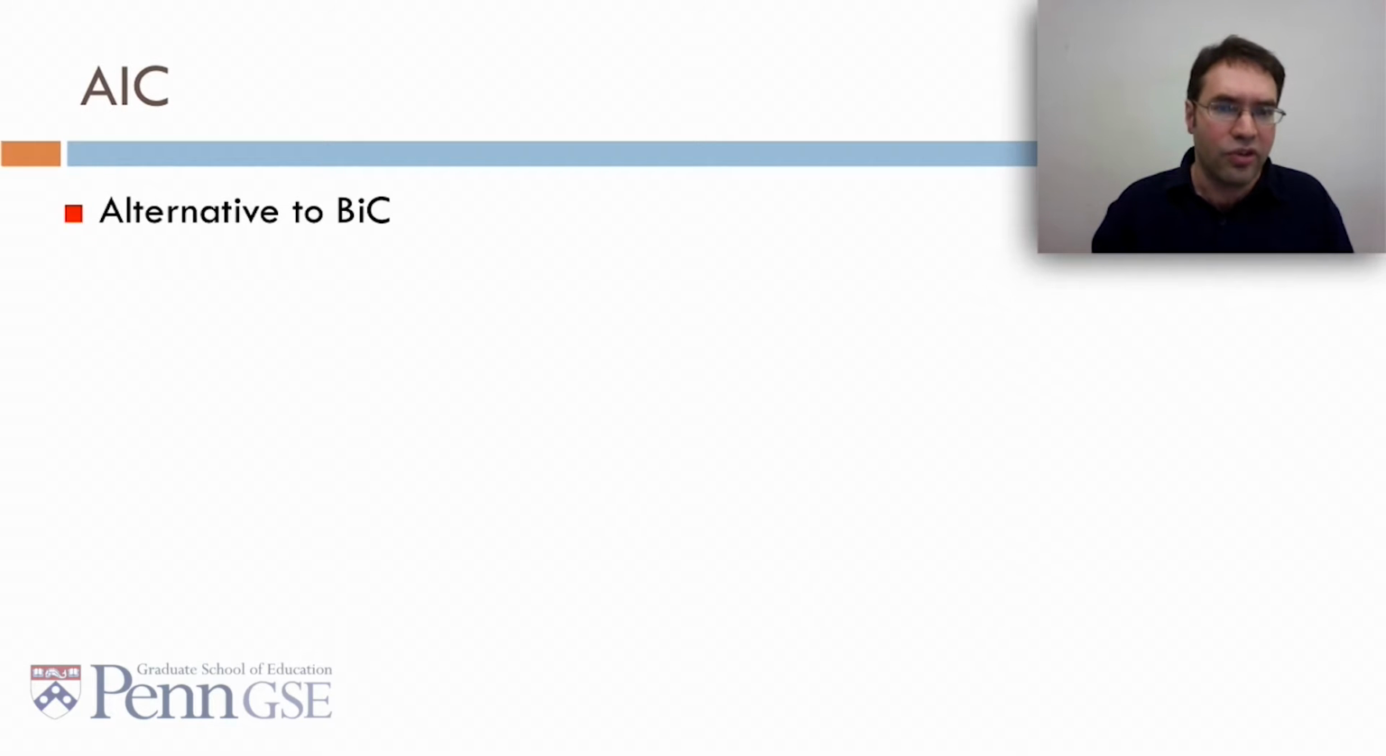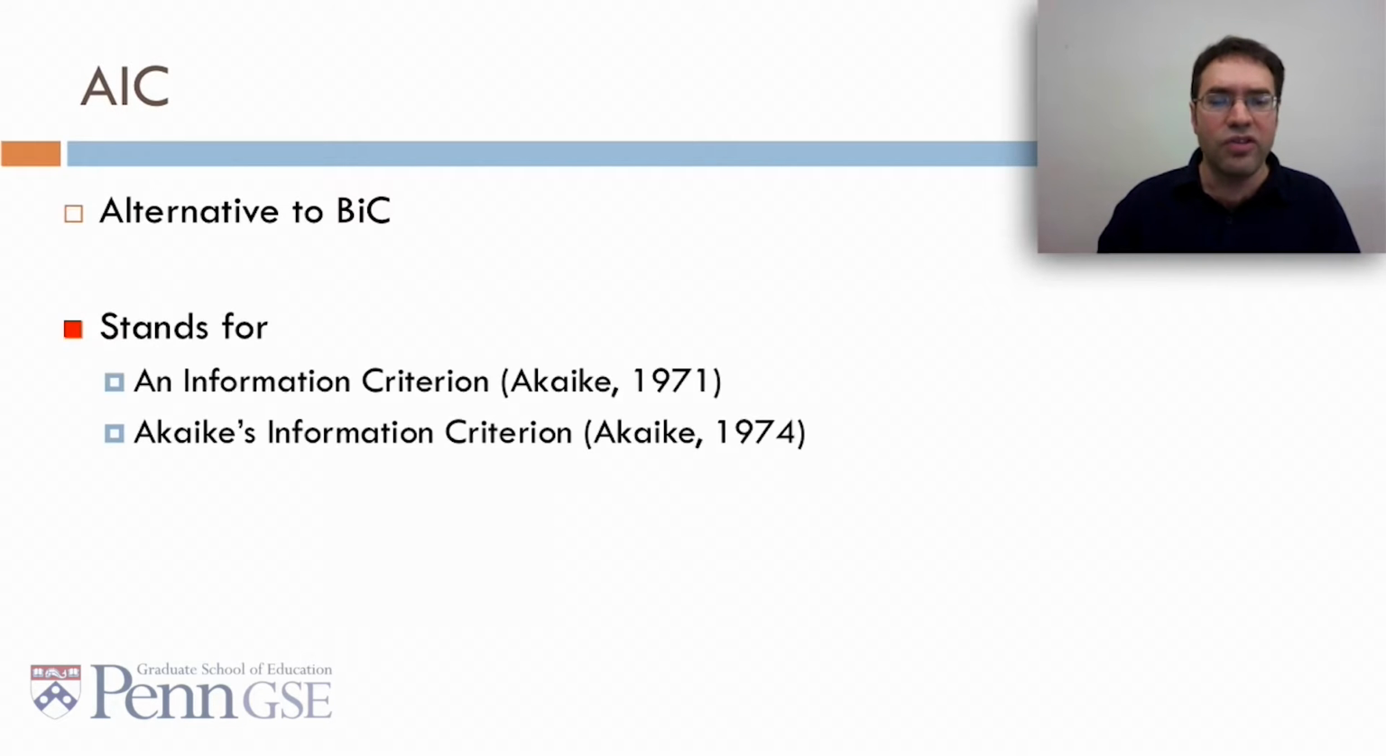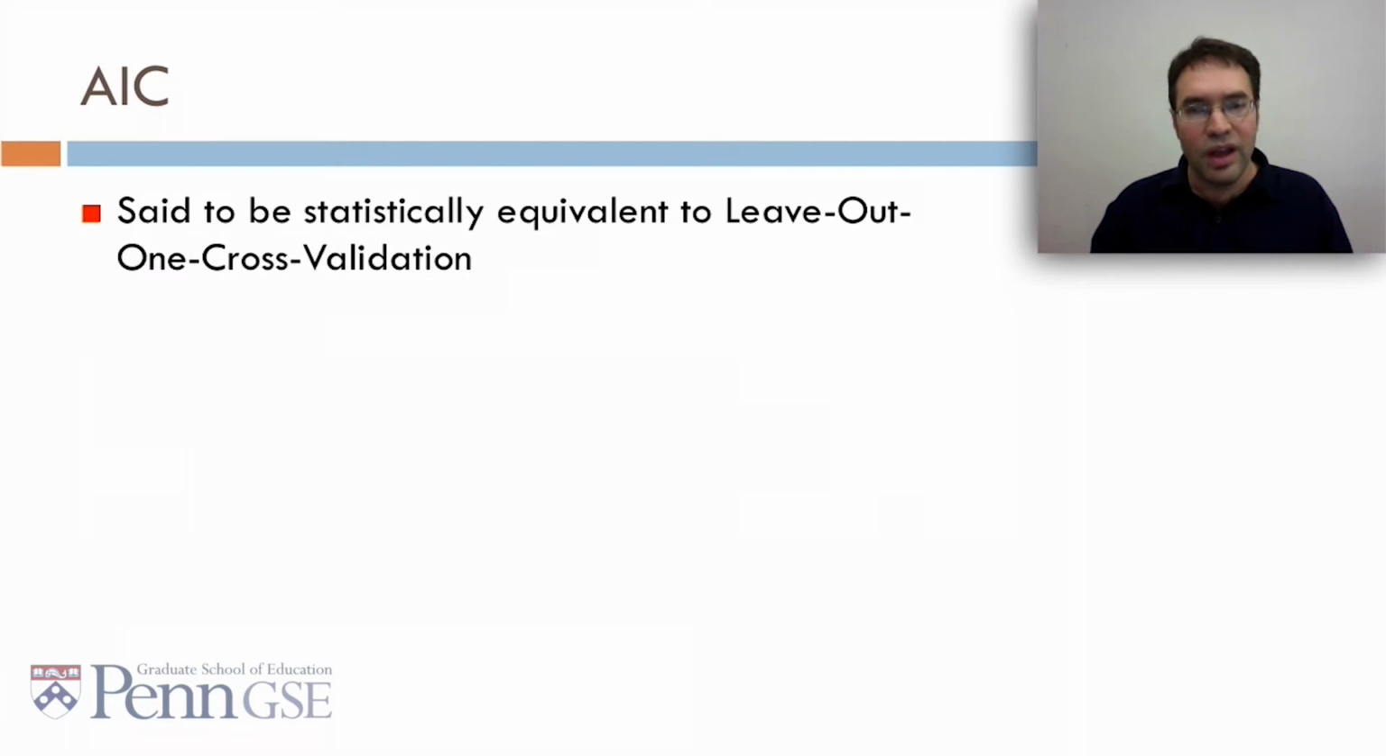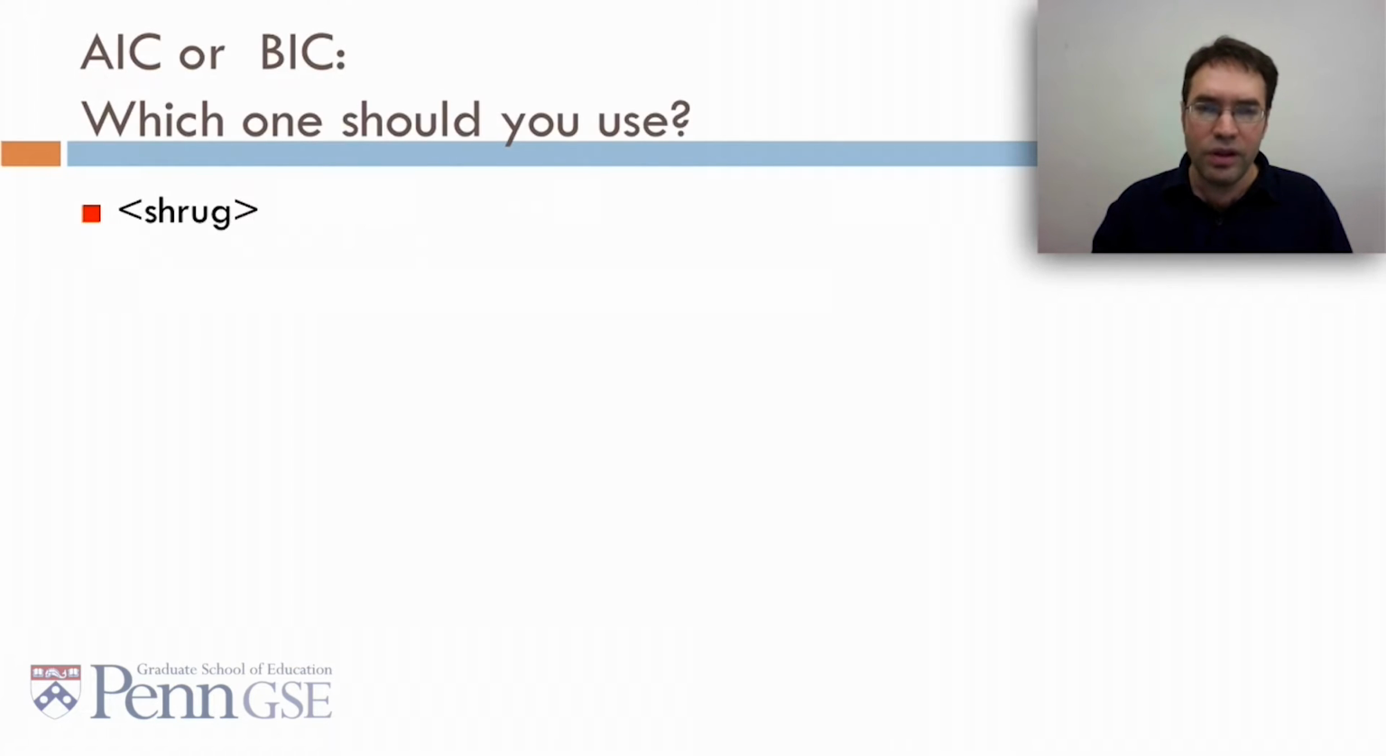AIC is an alternative to BIC. AIC stands for, first, an information criterion, Akaike 1971, and later, and somewhat modestly, Akaike's information criterion, Akaike 1974. It's nice when you're the one who invents the method. You can name it after yourself. Akaike's information criterion makes a slightly different trade-off between the goodness of fit and the flexibility of fit. It's said to be statistically equivalent to leave-one-out cross-validation. So AIC or BIC, which one should you use?